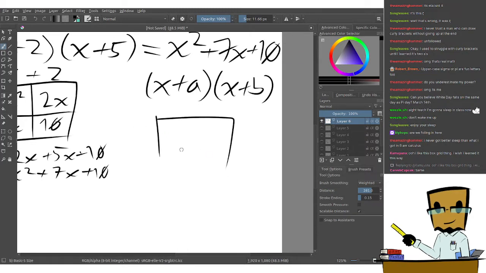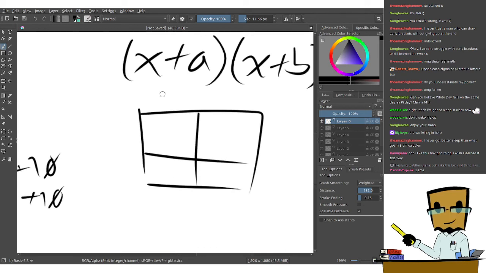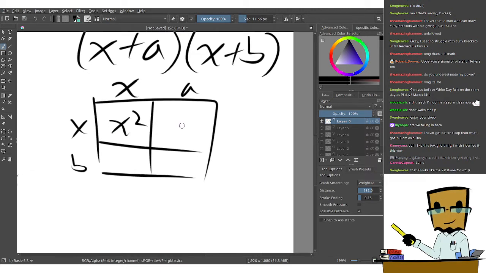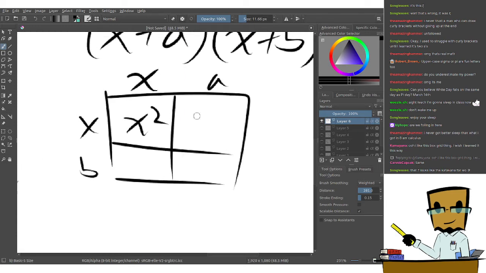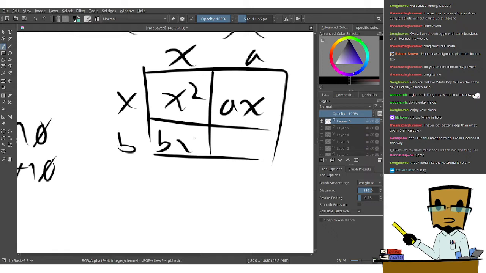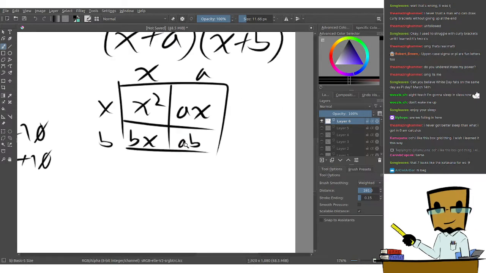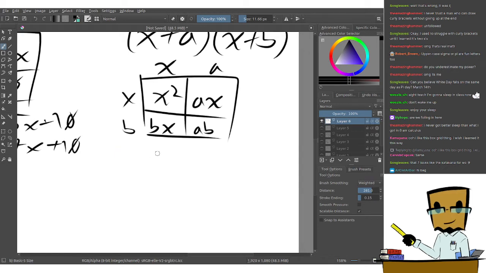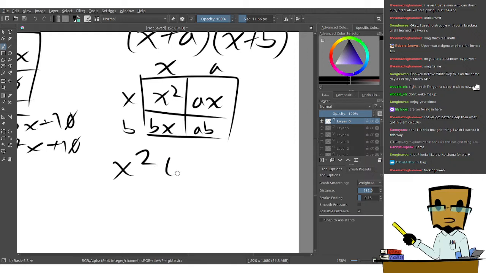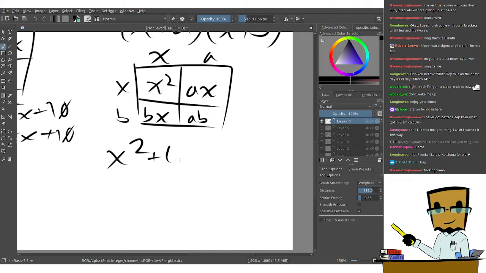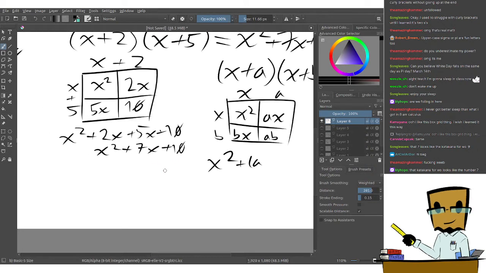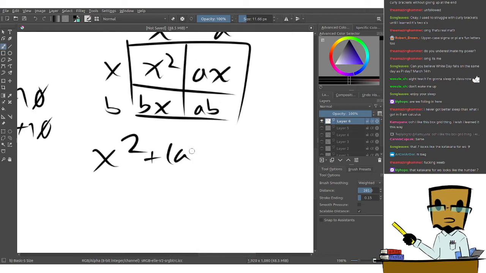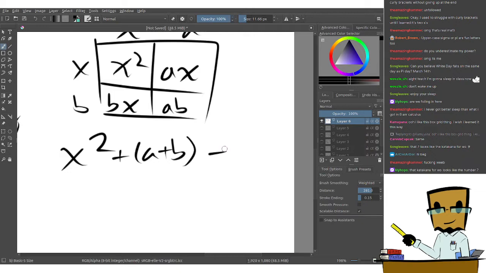Let me do the boxes, for teaching's sake. x, a, x, b, x to the power of 2. 7 looks like a katakana. Welcome to math class. So it simplifies to x squared plus a plus b, plus ab. Oh no, the number 7 looks like a backwards F, to pay respects. A plus B plus AB.